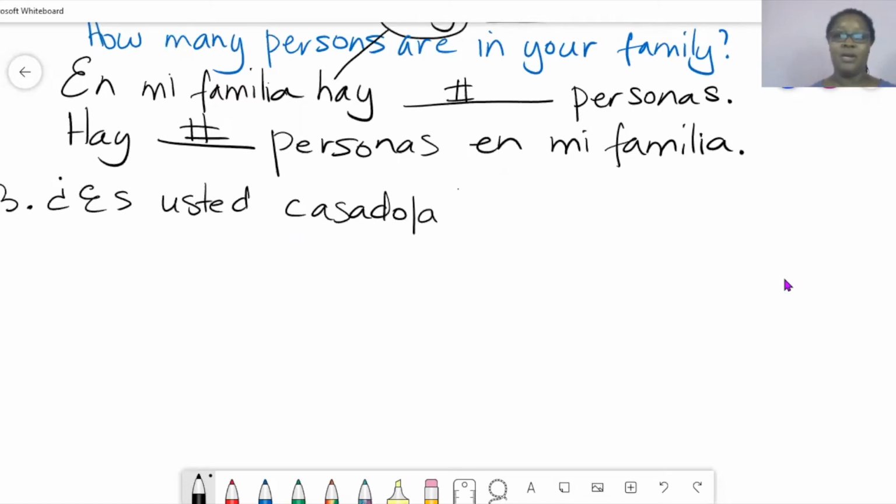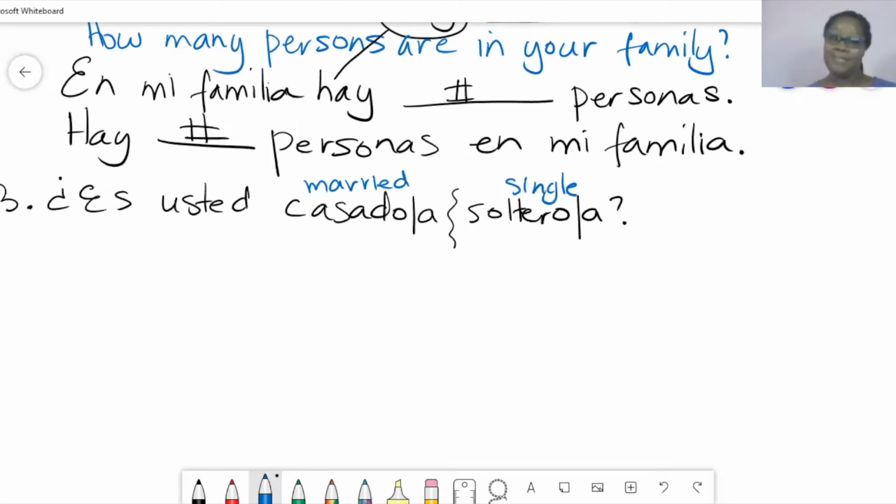If I'm not sure, I could also ask, ¿es usted soltero to a gentleman, or ¿es usted soltera to a lady? And so these are what these terms mean. Married and single. Married and single. Okay? So in responding to this, we pick up our verb, which is es, coming from ser. And are you married? Are you single? Your response would be, I am married or I am single.